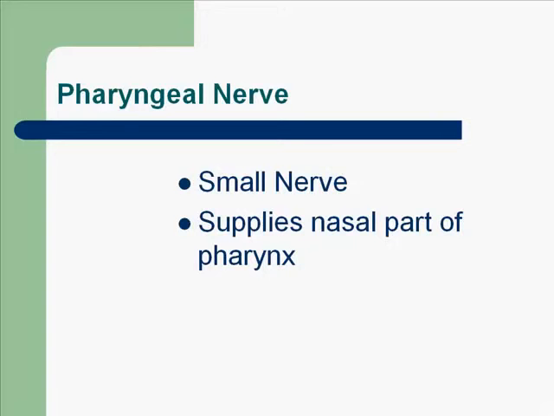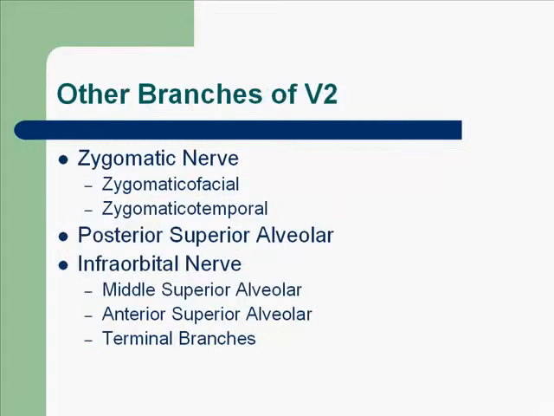Hope you didn't get dizzy right there. The pharyngeal nerve is a small nerve which supplies the nasal part of the pharynx. There are some other branches of V2, the maxillary division, we need to talk about.